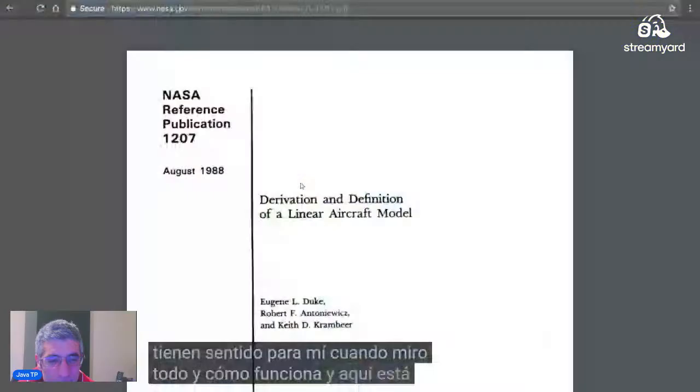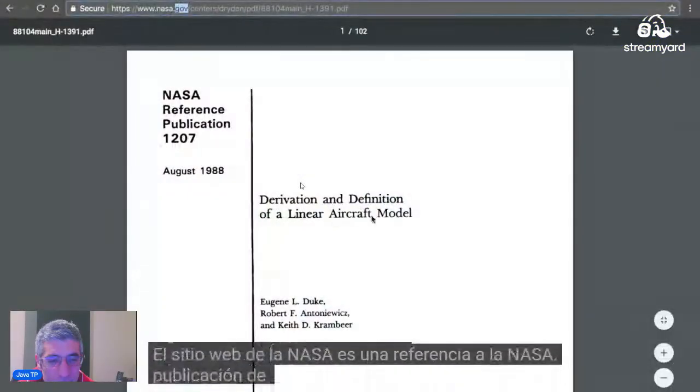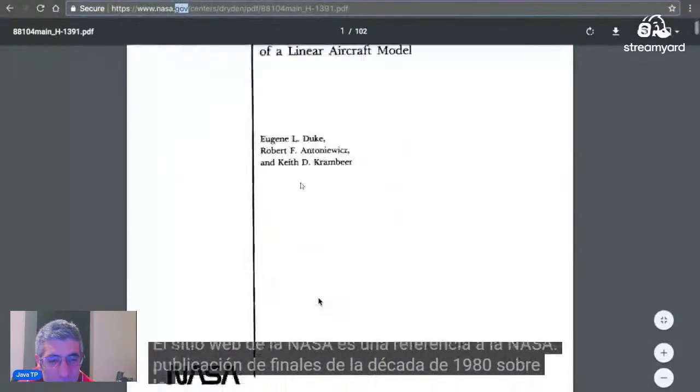And here's something interesting that I found at NASA's website. It's a NASA reference publication from the late 1980s about the derivation and definition of a linear aircraft model.